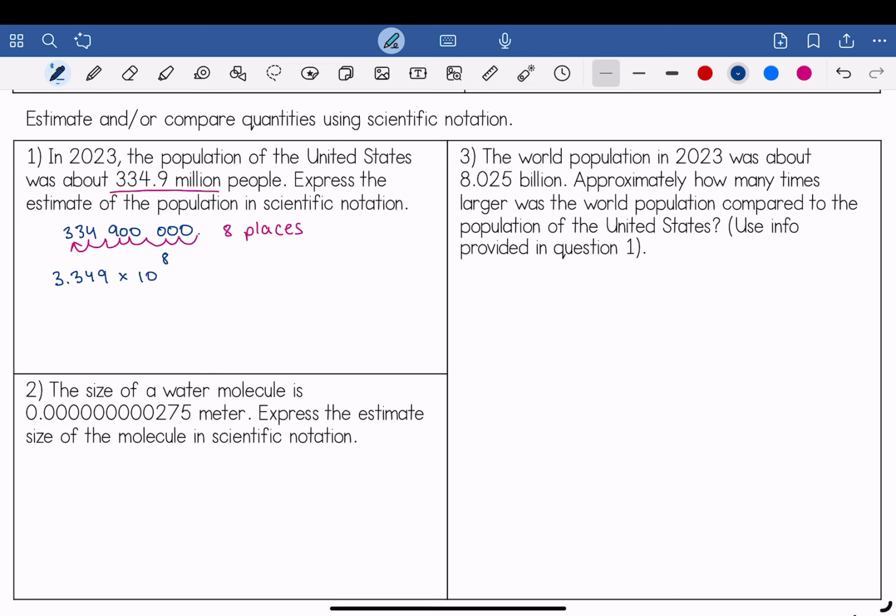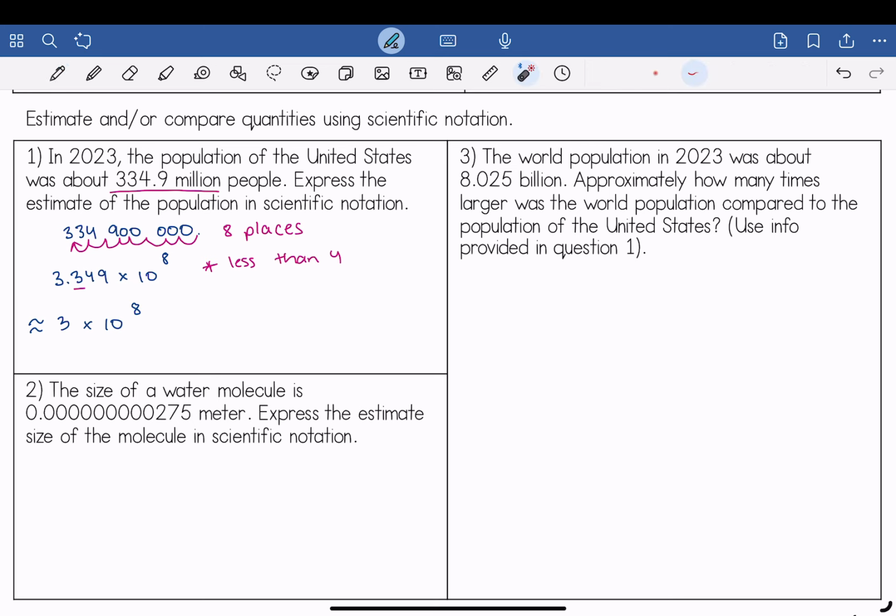And now to estimate this, we're going to look at the 3. The value in the tenths place is less than 4. So we're going to keep the 3 as it is. So it's 3 times 10 to the power of 8.